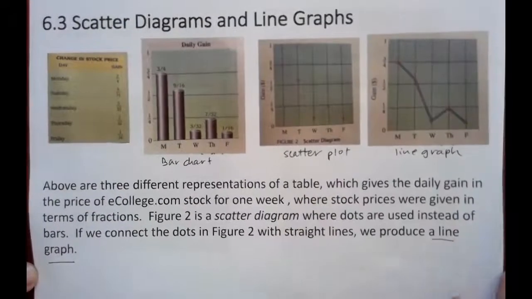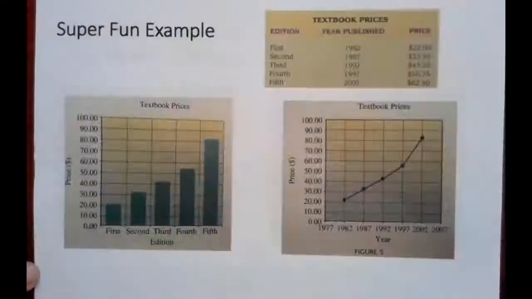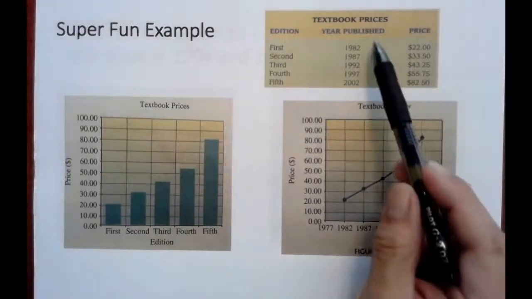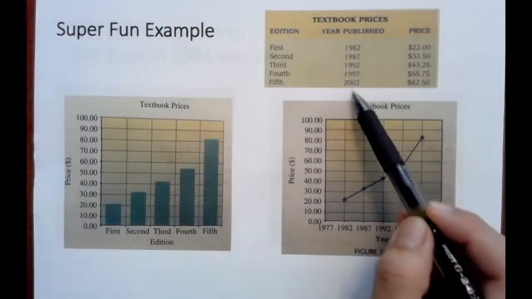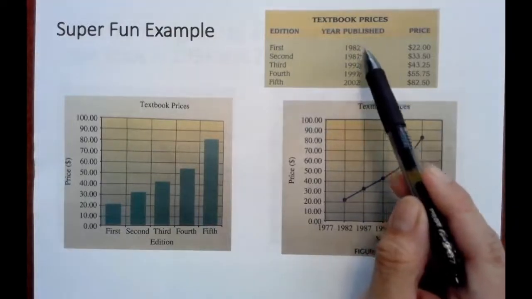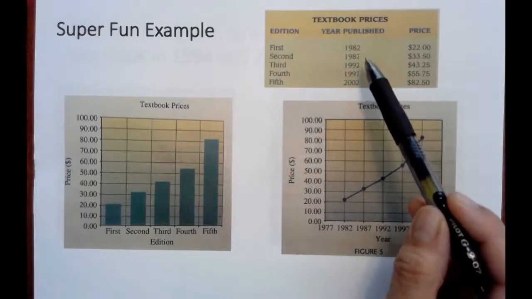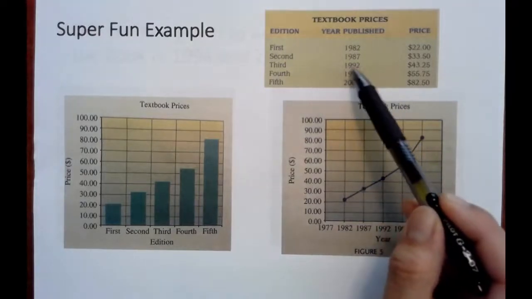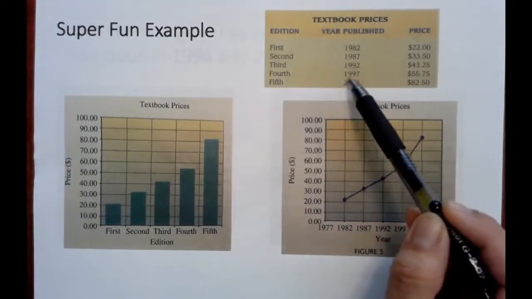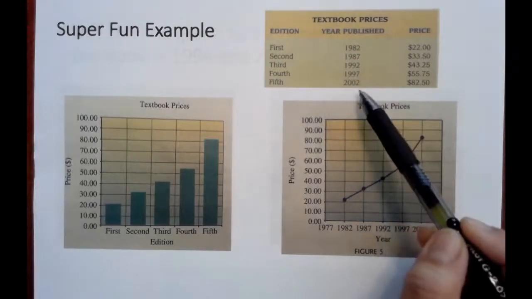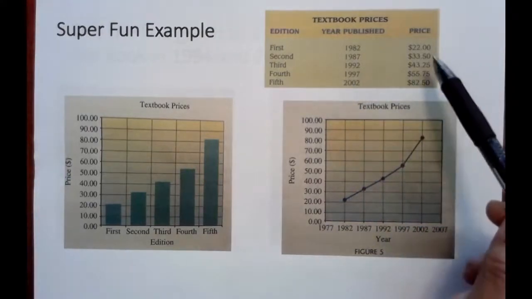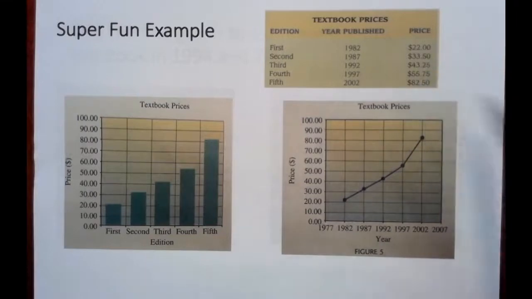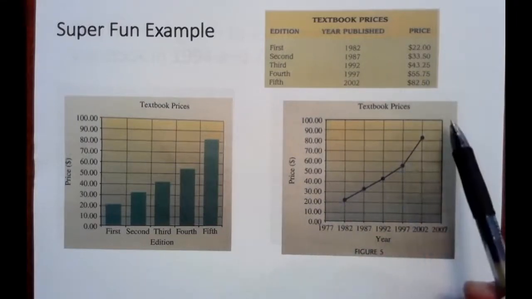Let's continue. Let's see what's next. A super fun example, of course. So here you have different editions of a textbook, and it's really old. The first was published in 1982, and the second edition was published in 1987. Third edition 1992, fourth 1997, and the fifth was in 2002. And see how the price of textbooks has increased, right?